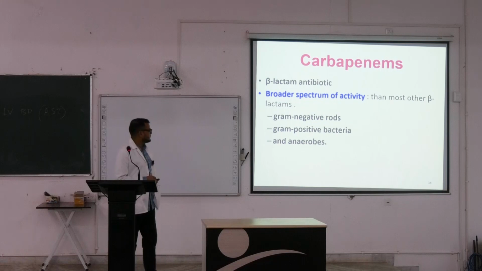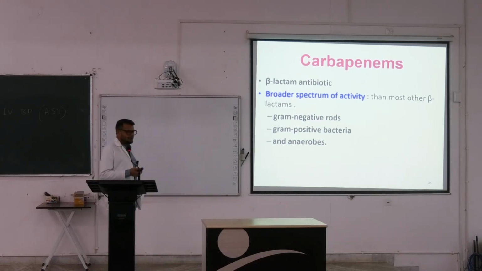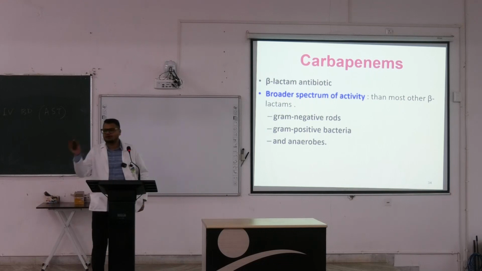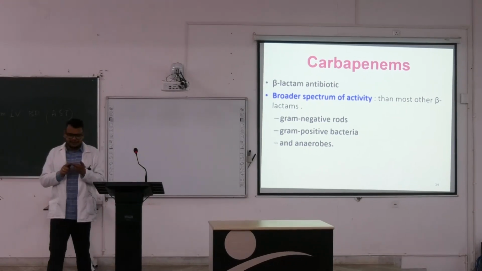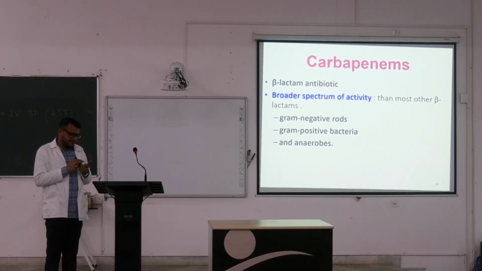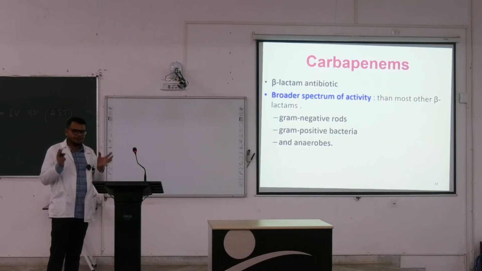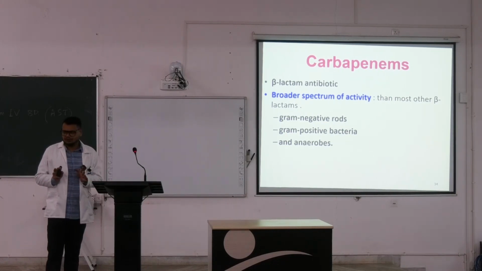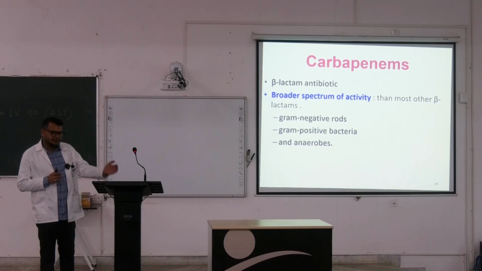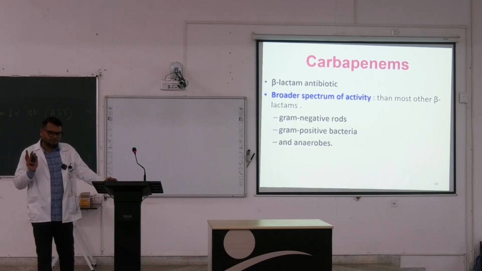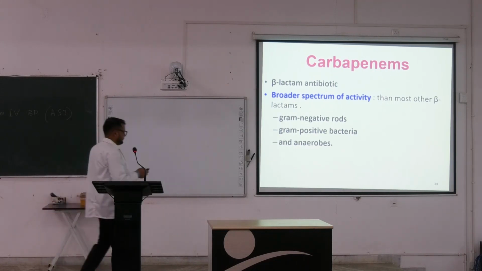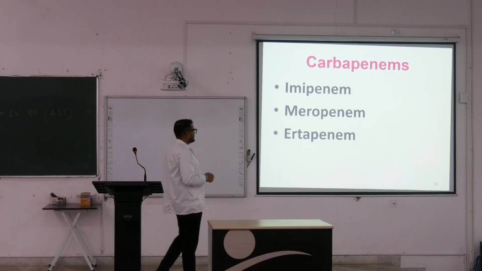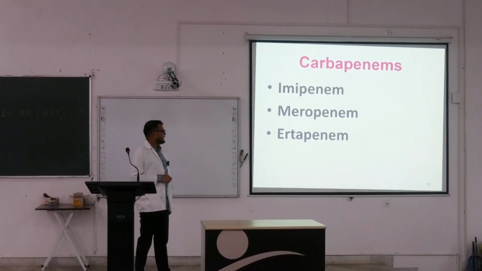Next, carbapenems. You see beta-lactam, and these are also beta-lactam, broader spectrum of activity than most other beta-lactams, gram-negative, gram-positive and anaerobe, all are covered. It covers the gram-negative, covers the gram-positive and anaerobe. So, that is why meropenem is our last choice of drug. Okay. Other antibiotics are not effective, you give meropenem or imipenem. So, what are the drugs? Imipenem, meropenem and ertapenem.